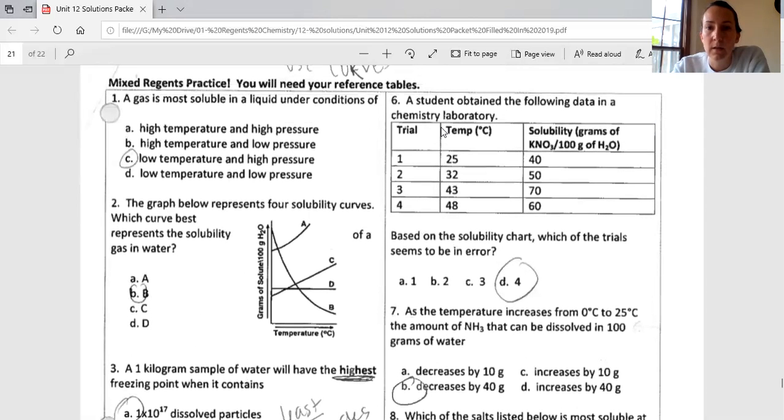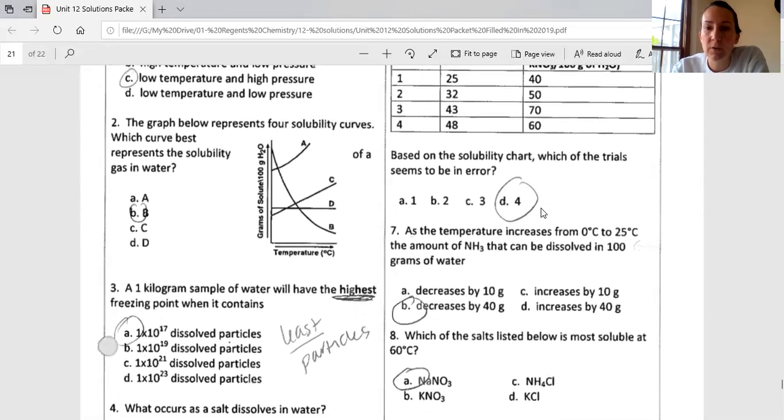Number 6. Based on the solubility chart, which of the trials seems to be in error? So this is for KNO3, so I just went to all these temperatures to see which numbers were correct, and I found that number 4 was incorrect.